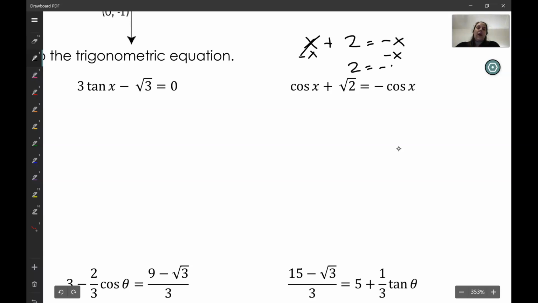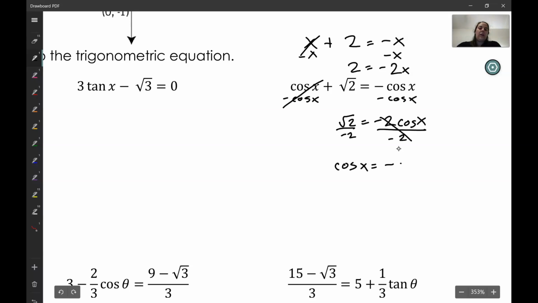So now I only have x's on one side of the equation instead of 2. So I'm going to do the same thing here. Minus cos of x, minus cos. So I get root 2 equals negative cos minus cos, just like this. Negative x minus x is going to be negative 2 cos. Divide by negative 2. So I have cosine of x equals negative root 2 over 2.